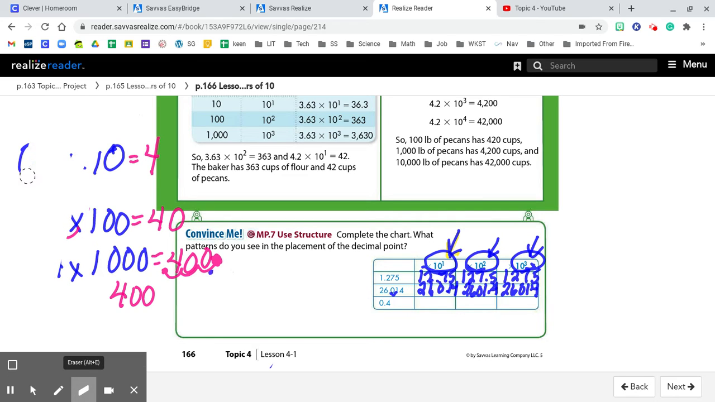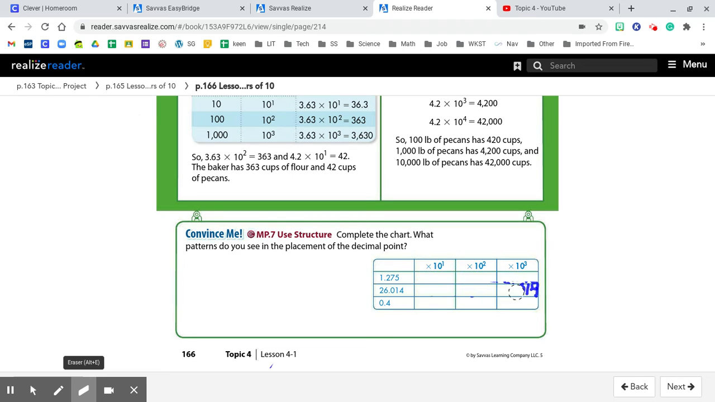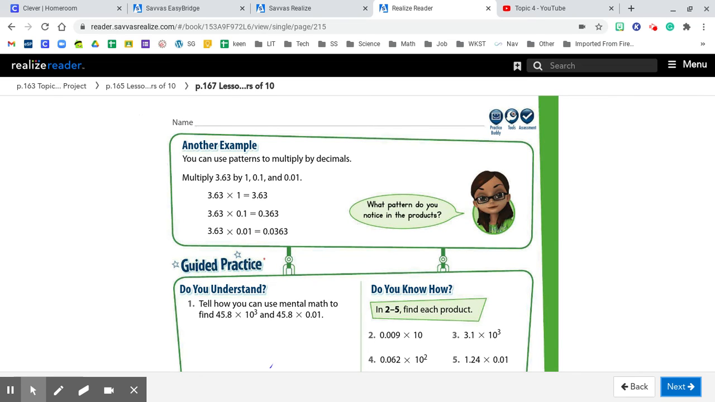Okay. Now, as we move on to the next page and we do another example, and then we'll do some guided practice, and then you can go off on your own. And this is important. What we're doing today will help you too with estimation of decimals. So let's see what we have for another example. You can use patterns to multiply by decimals. Multiply 3 and 63/100 by 1, by 0.1, and by 0.01.